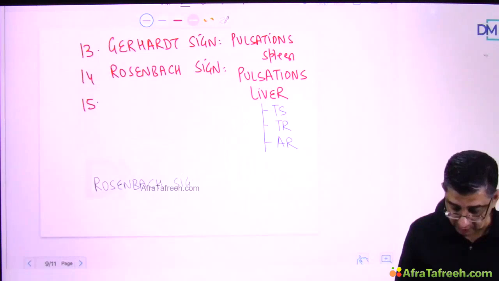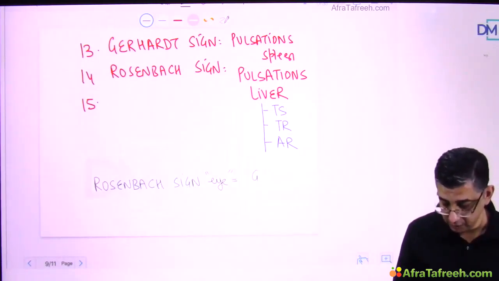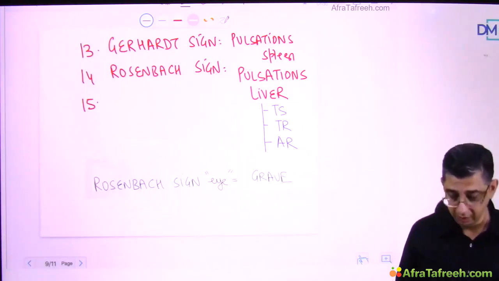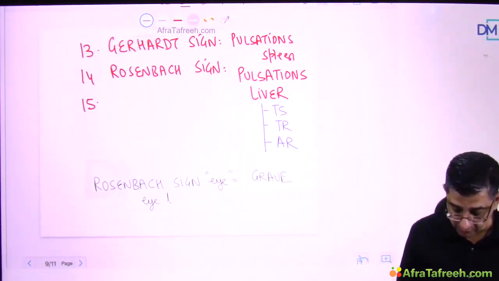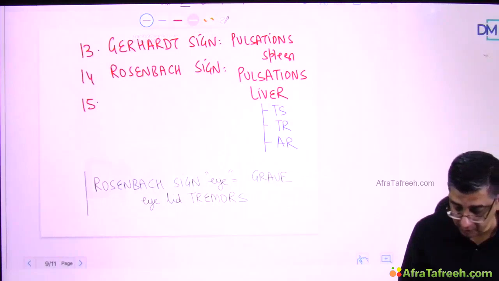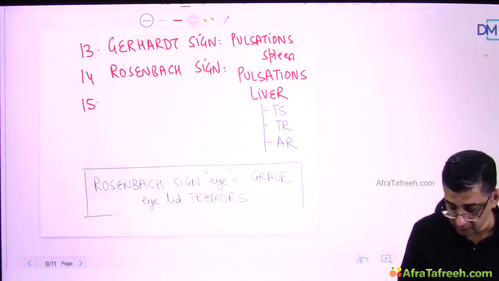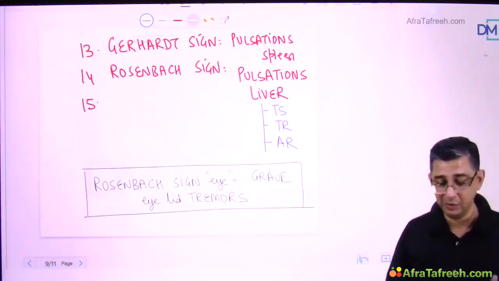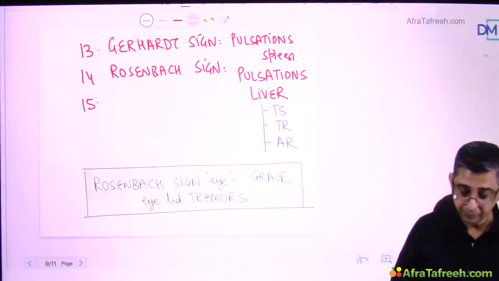So Rosenbach sign with respect to the eye is a feature that is seen with Graves' disease. The manifestation of Rosenbach sign would be the presence of eyelid tremors, which can be appreciated even when the eyes are closed in the patient. So do remember, Graves' disease has Rosenbach sign, that is called Rosenbach sign of the eye, eyelid tremors, and Rosenbach sign in cardiology is with respect to pulsations of the liver.